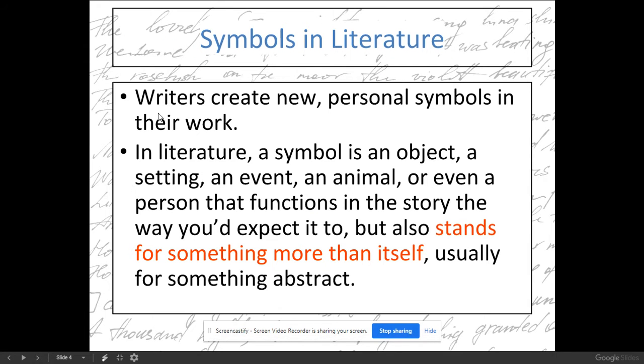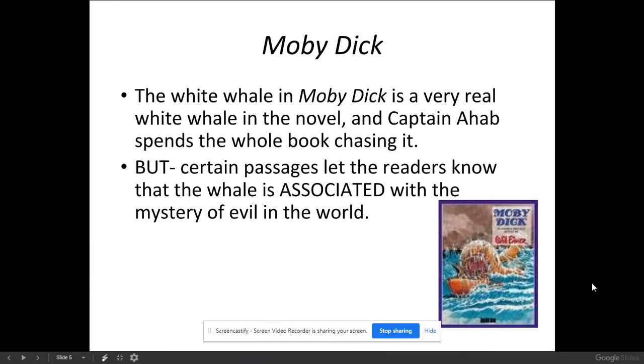Symbols in literature: writers create new and personal symbols in their work. In literature, a symbol is an object, a setting, an event, an animal, or even a person that functions in the story the way you'd expect it to, but also stands for something more than itself, usually for something abstract. A lot of times colors stand for symbols, and you will see a villain wearing dark black colors, or your hero might wear white. And so those colors would symbolize good and bad.